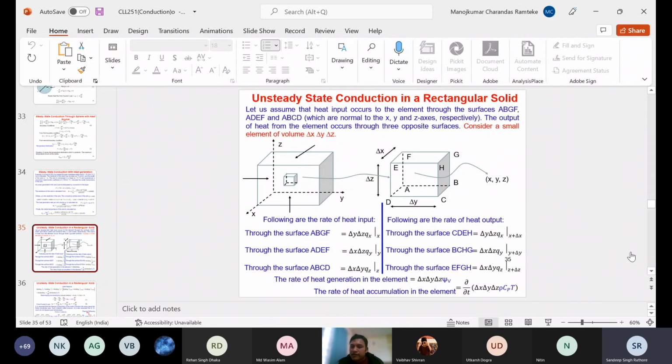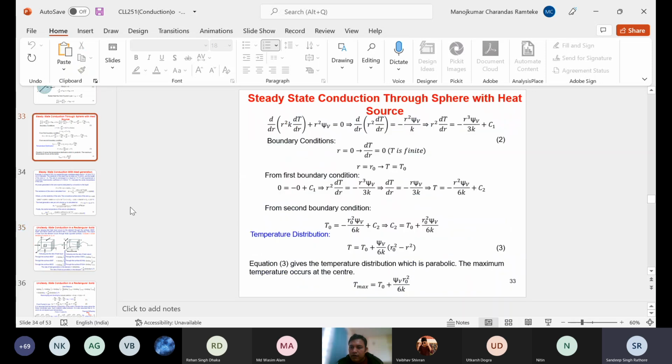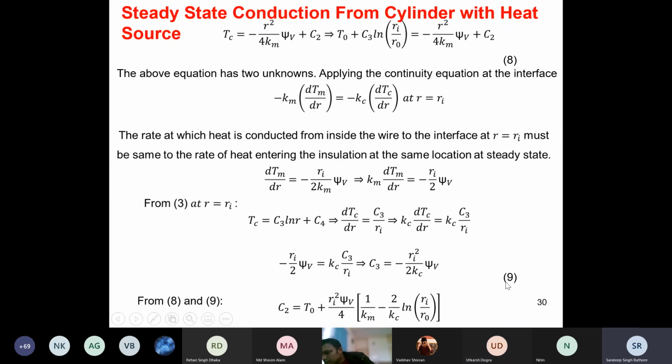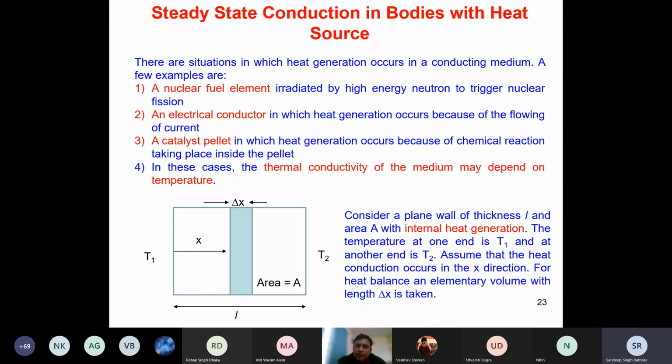So before we start today's class, just to have a quick recap of what we have done earlier. Again, I start from the first class. We started looking at the concept of different modes of heat transfer: conduction, convection, and radiation. Then we started looking at steady state conduction in one dimension, isn't it? That's what we have tried to look at.